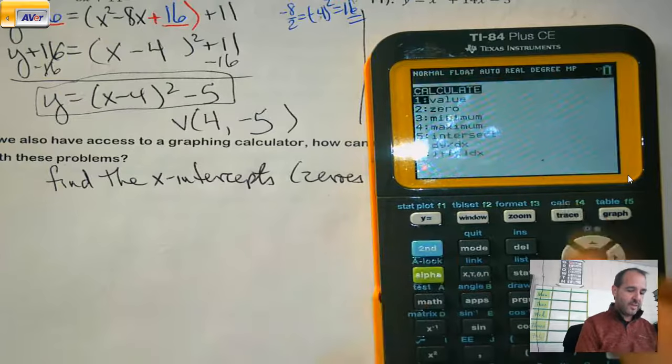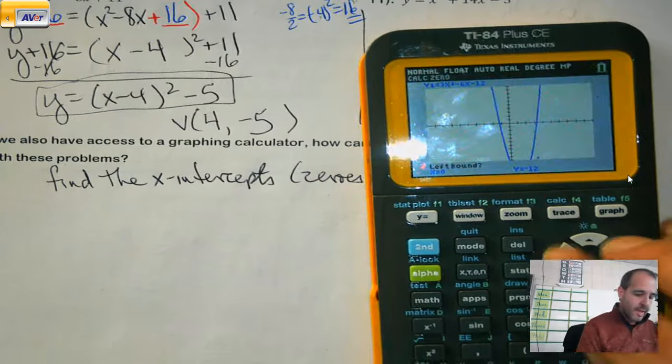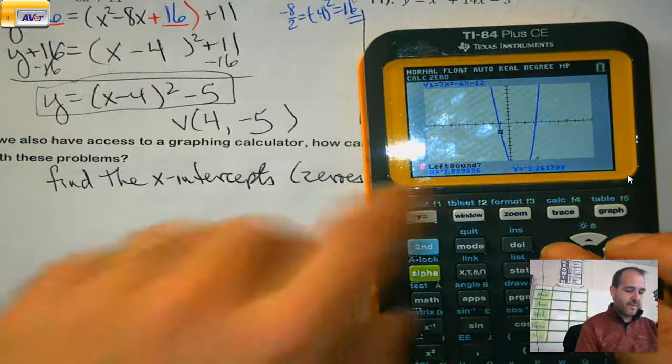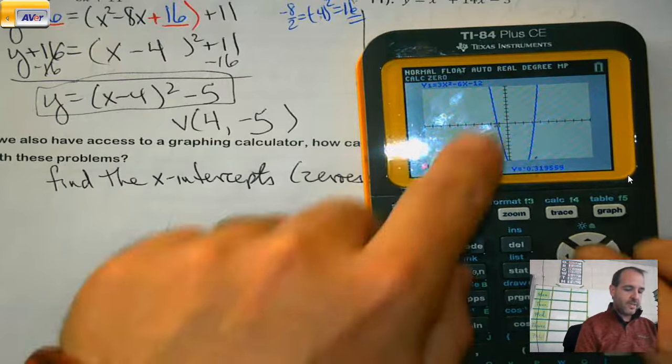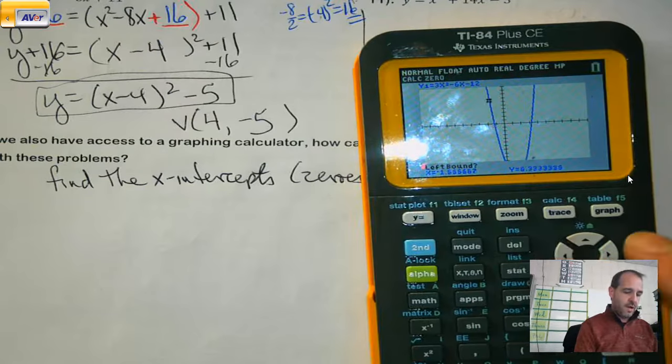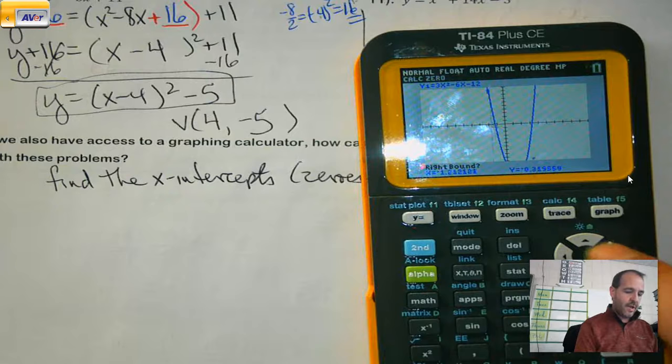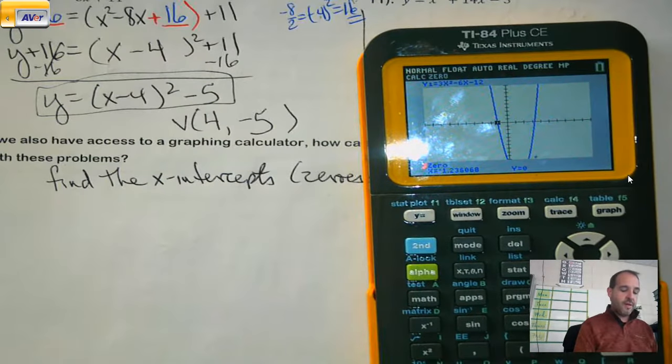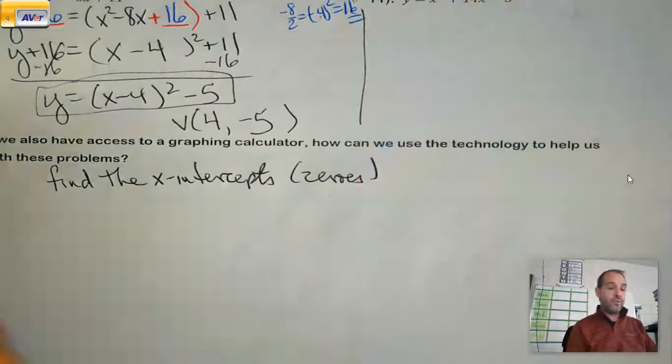It's second trace. We want a 0. And so what I'm going to do is I'm just going to find this one to prove my point. So as close as I can. 1, 2, 3, enter. 1, 2, 3, 4, 5, 6, enter, enter. Negative 1.23. And the other one would be 3.23.